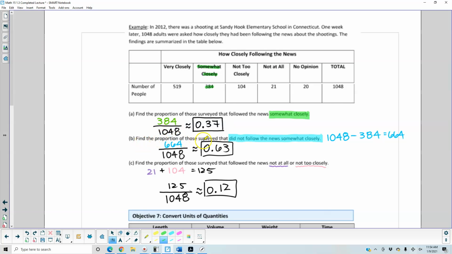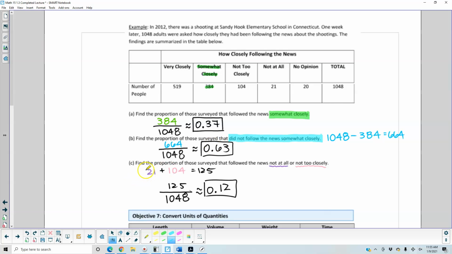And B, it says find the proportion of those surveyed that did not follow the news somewhat closely. Well, in order to find that, we would need to take the total, which is 1,048, and then subtract the 384 to find those that did not follow somewhat closely. So if we take the 1,048 and subtract the 384, then we get a total of 664. And now that number we need to divide by 1,048, which gives us 0.63. Now if we write that as a percentage, it'd be 63%. Now I want you to look at A and B. If we add those two together, that would give us a full 100%.